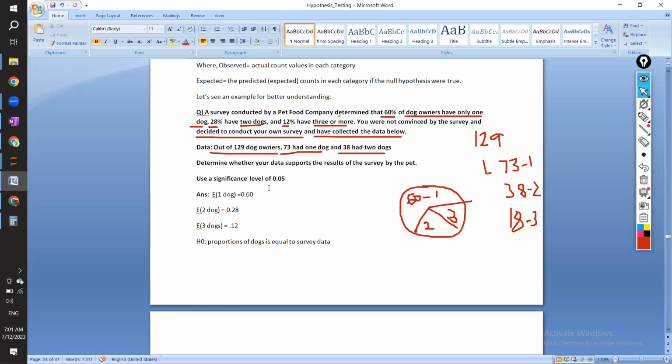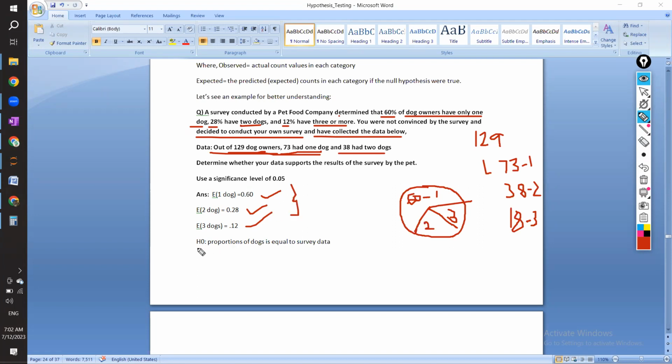Okay, so first thing is, this is the expected value. What are these? These are the expected values, 60, 28, 12. All those are the values which are set by the company, and those are the expected. And whatever we have calculated by taking our own survey, these are all the observed values. Now first of all, the expected value of one dog is 0.60 because it is 60%. Expected value of two dogs is 0.28. Expected value of the third category is 0.12. Okay, these are the expected values.